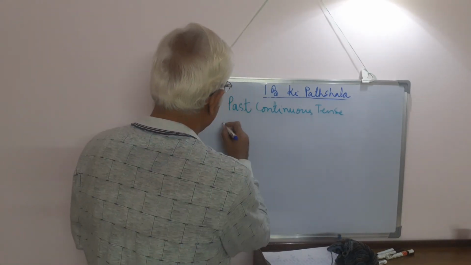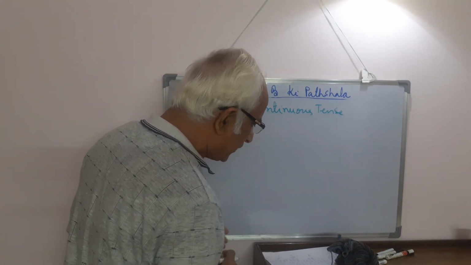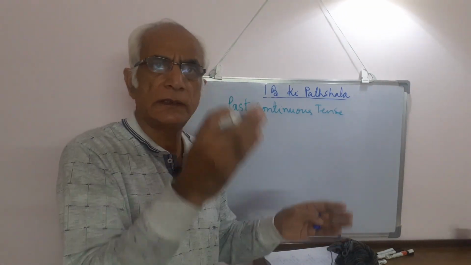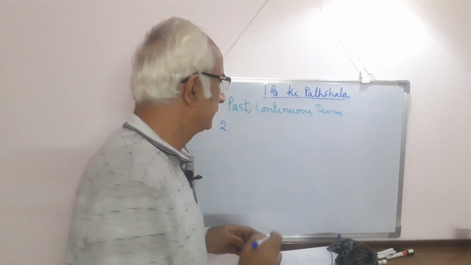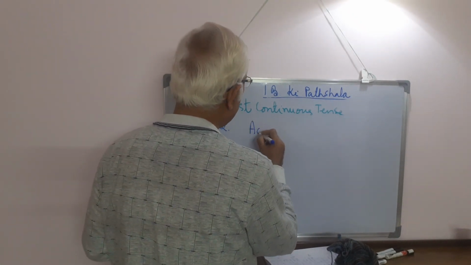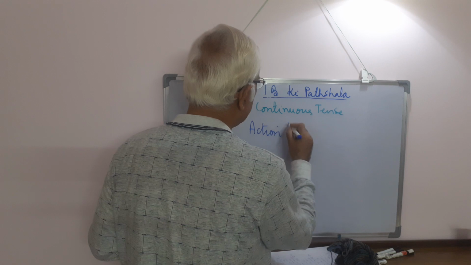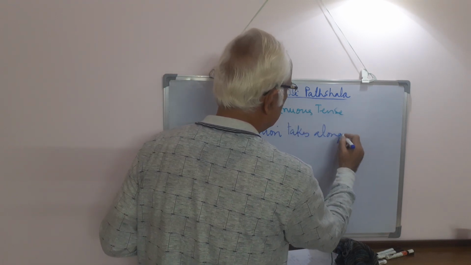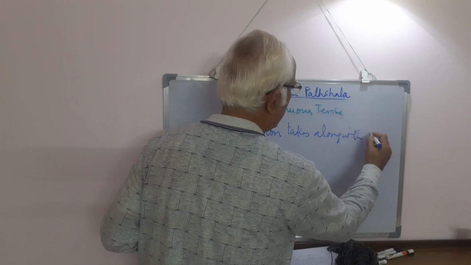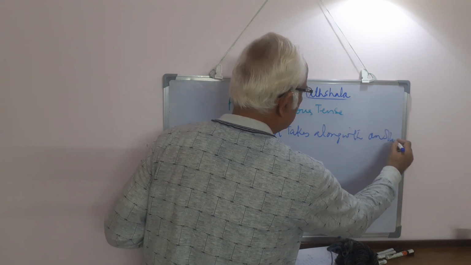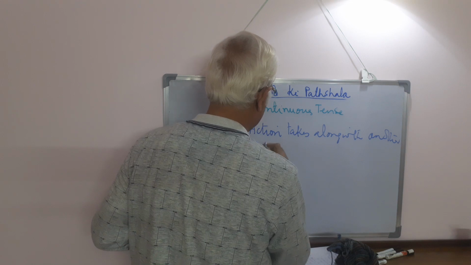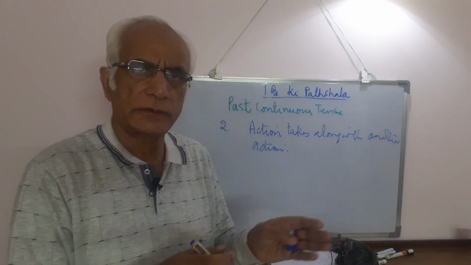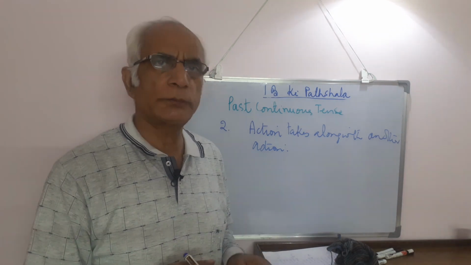Second is, an action takes place along with another action. Two actions happen. So, an action takes place along with another action. So these two actions happened in the past. So we use past continuous.